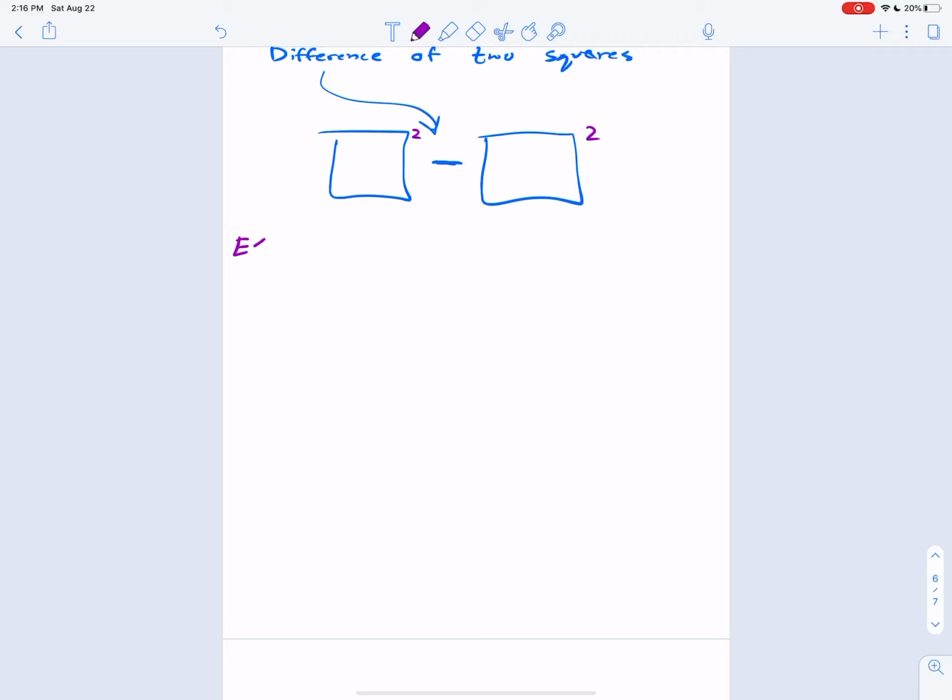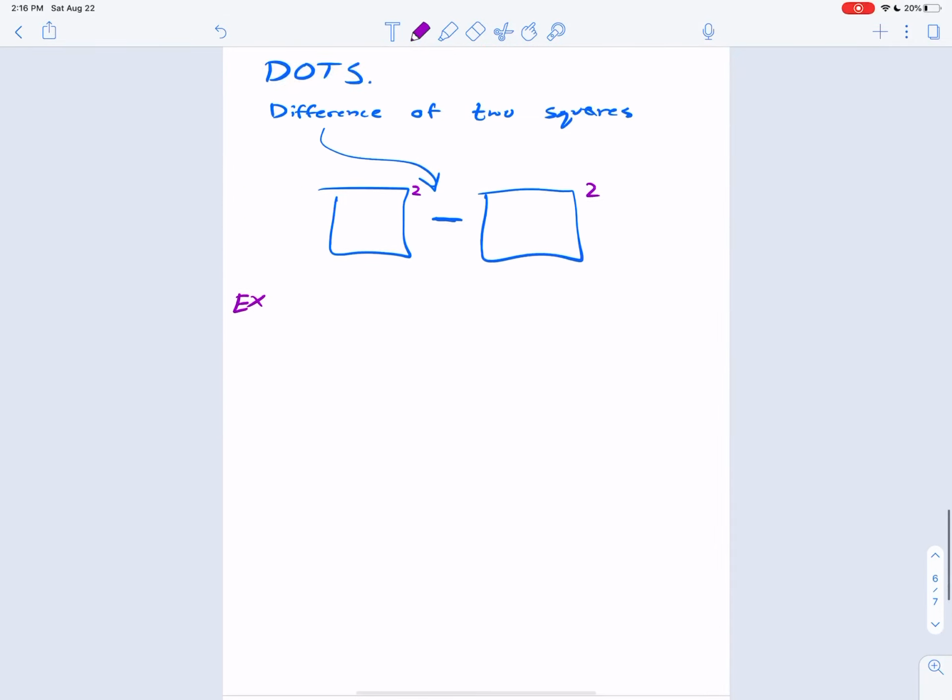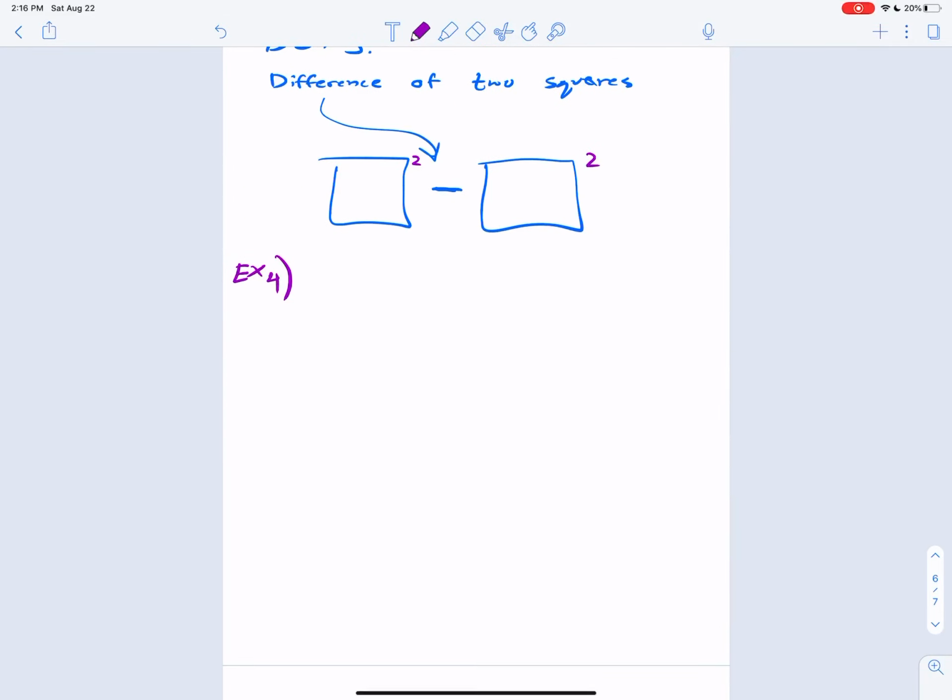Here's an example. What are we on? Example 4. Okay, so factor, we'll write it out one more time. Let's say you guys had x squared minus 10 squared. Okay, so we check, is this a difference? Yes, it is. There's a minus sign. Do we have two squares here? I have a square here and I have a square here. So I know I'm good.